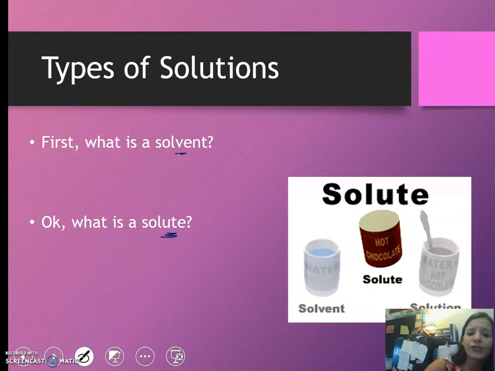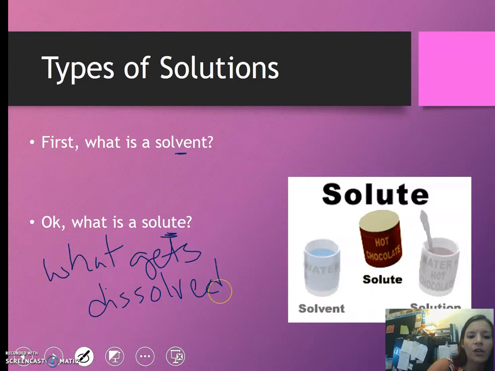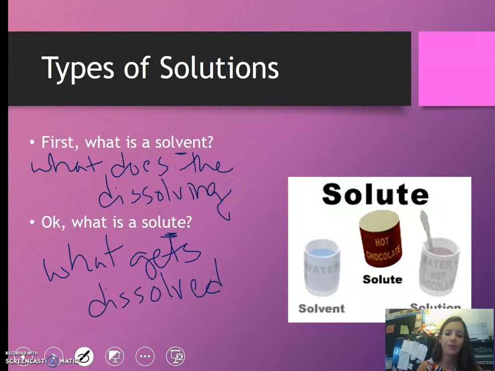So the solute is what gets dissolved. And the solvent is what does the dissolving. And together, they make a solution.